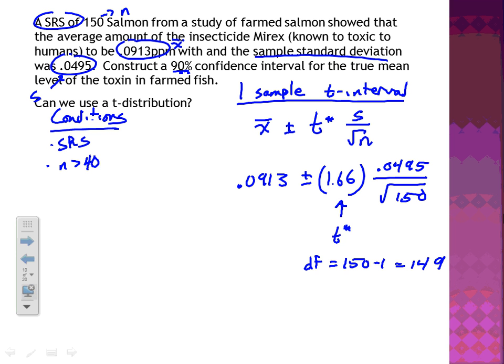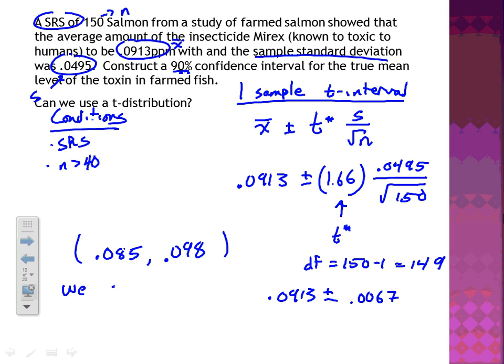And now it's just a matter of basically plug and chug. So we'll do 1.66 times 0.0495 over the square root of 150, which is 0.0067. So essentially we're going 0.0913 plus or minus 0.0067. So 0.0913 plus 0.0067 gives 0.098, the high side of the interval, and then 0.085 is the low side of the interval.